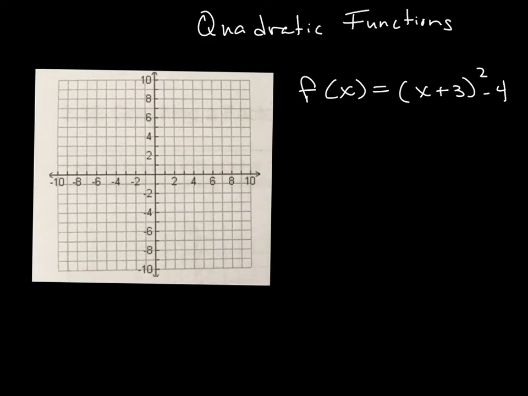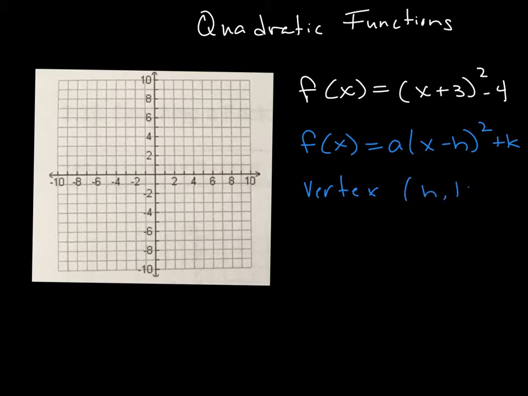Okay, so with this quadratic function, this is in what is called vertex form. The vertex form of a parabola is f of x is equal to a times (x minus h) squared plus k, where the vertex of the parabola is (h, k). Now notice you do change the sign with that.